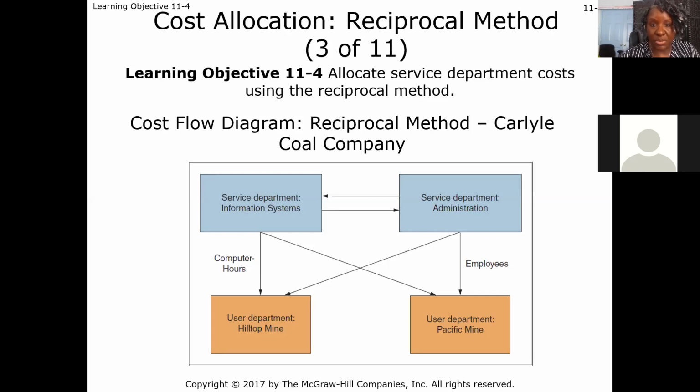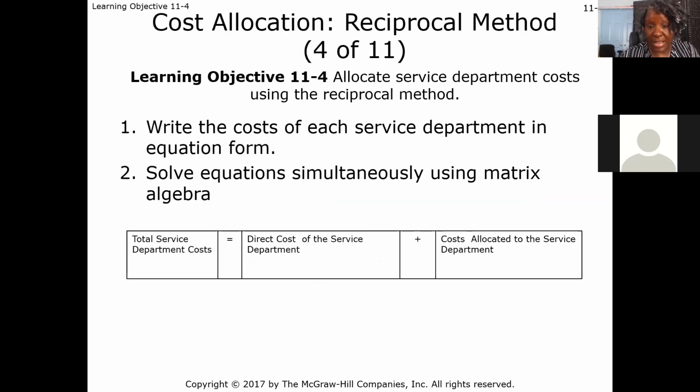We're providing services to each other, among each other, and making certain that those costs are allocated in such a way that you don't over allocate or under allocate, or in this case, misallocate. So you want to write the costs in each service department in equation form. This is a little basic form. The total service department's cost is equal to the direct cost of that service plus any cost allocated to that service department.